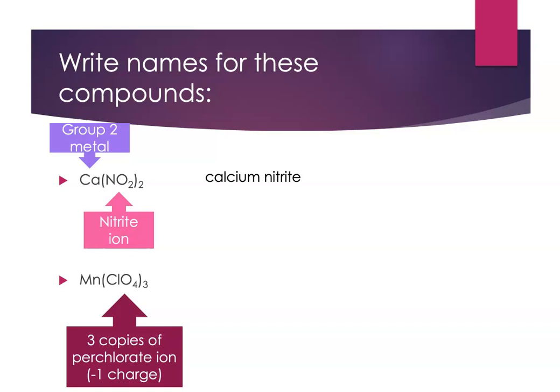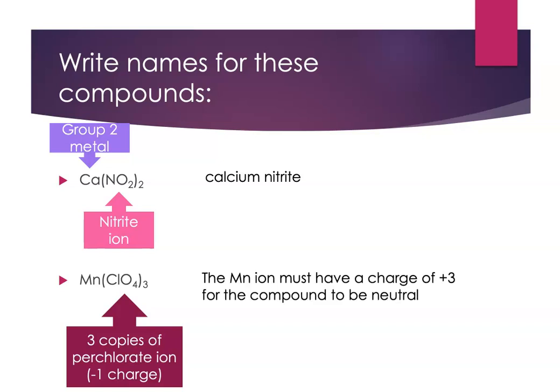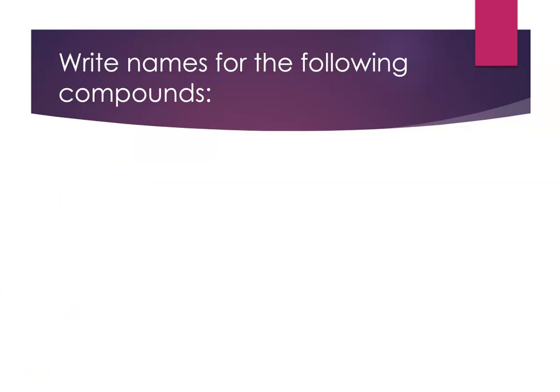And I've got 1 manganese ion, and I've got a neutral compound. So the logic here is that the manganese ion must have a charge of +3 in order for me to end up with a neutral compound. And therefore, the name of this compound is manganese(III) perchlorate. The manganese(III) is saying the manganese ion has a charge of +3, and then I've got the perchlorate ions. So the name doesn't tell me that I have 3 perchlorate ions, but I'm able to work that out. Let's do a little more practice with naming.